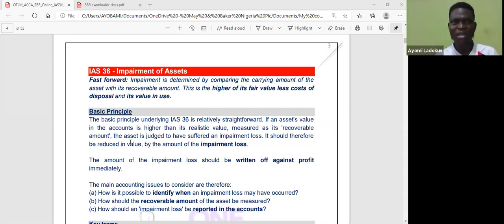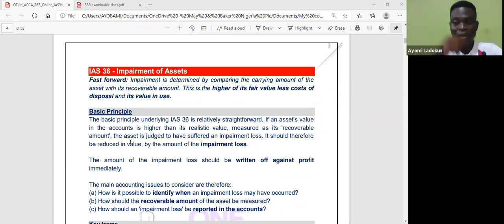So before I move further, let me talk about depreciation. Impairment and depreciation are never the same. So let's take a look at what depreciation is. Depreciation is the systematic allocation of the depreciable amount on the cost of an asset. So when I systematically allocate the depreciable amount on the cost of the asset, I would say that is depreciation. So that's why I depreciate.